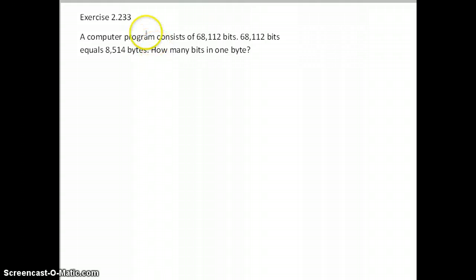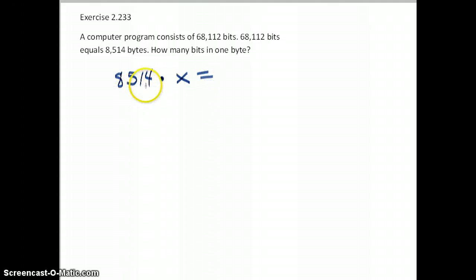So it's a little bit confusing because we have bits and bytes, and if you're not a computer person, even if you are a person who uses computers a lot, maybe you're not familiar with the terms bits and bytes. I know I'm not familiar with them, but we're going to try to figure it out. So we have 8,514 bytes, and we need to figure out how many bits are in each byte. So there's some number of bits in each byte, and I'm just going to call that x.